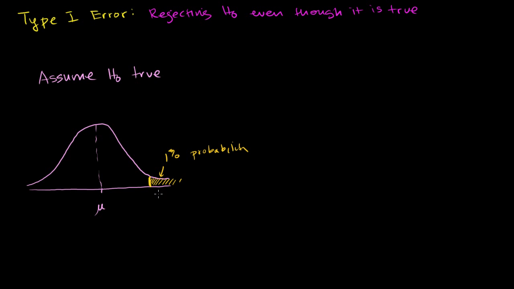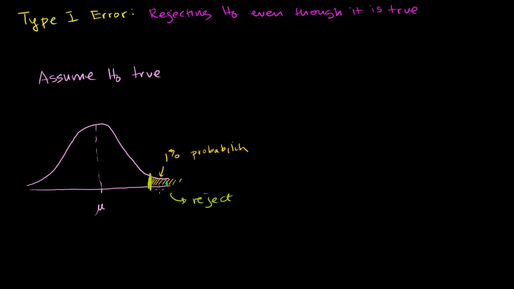Let's think of it this way. Let's say that 1% is our threshold. We say, look, we're going to assume that the null hypothesis is true. There's some threshold that if we get a value any more extreme than that value, there's less than a 1% chance of that happening. So let's say we're looking at sample means, and we get a sample mean that is way out here. We say, wow, there's a less than a 1% chance of that happening, given that the null hypothesis is true. So we are going to reject the null hypothesis.